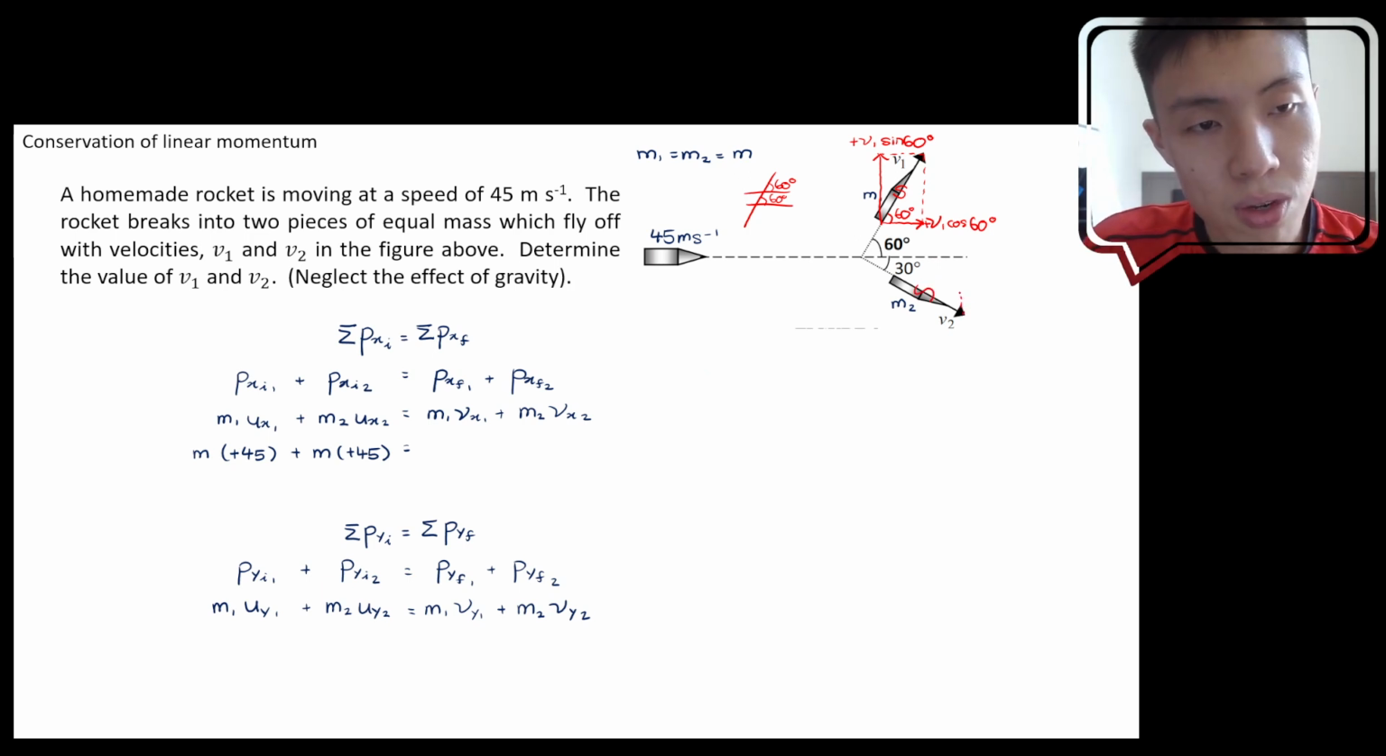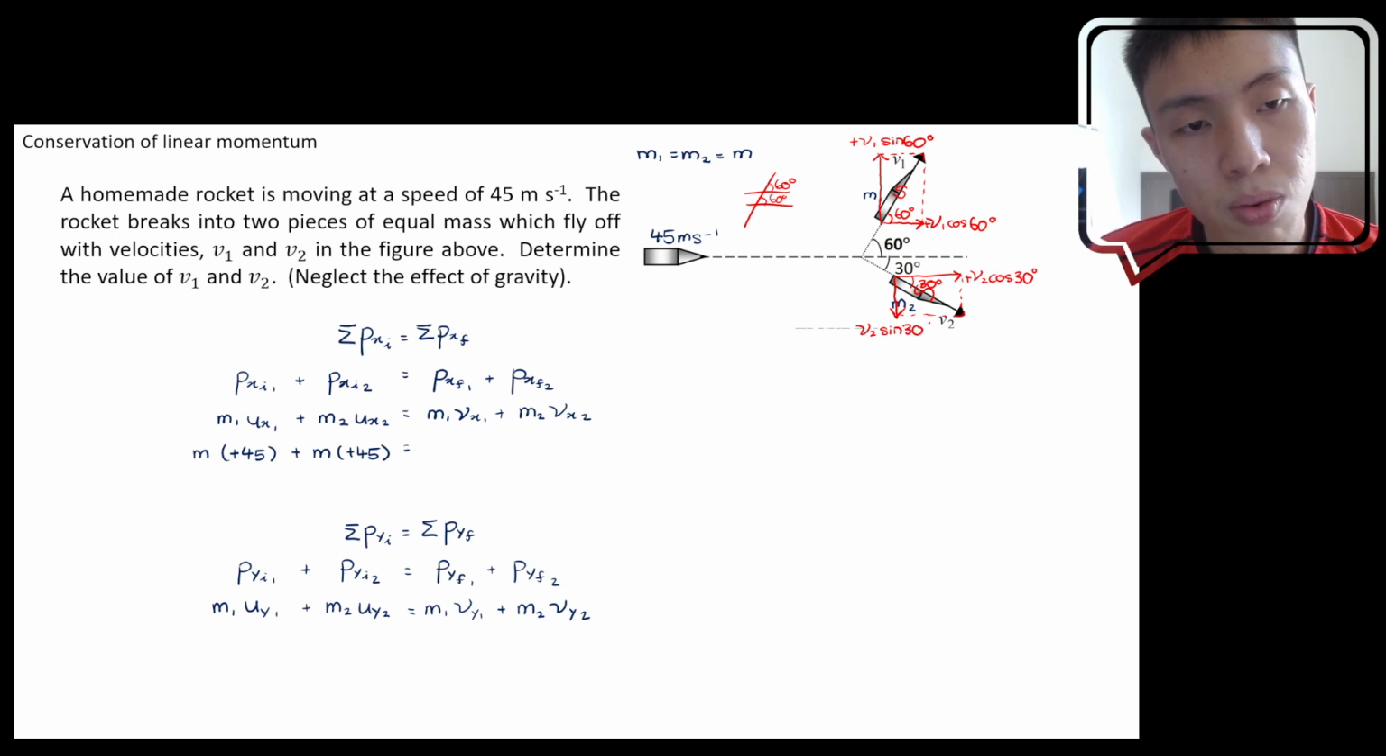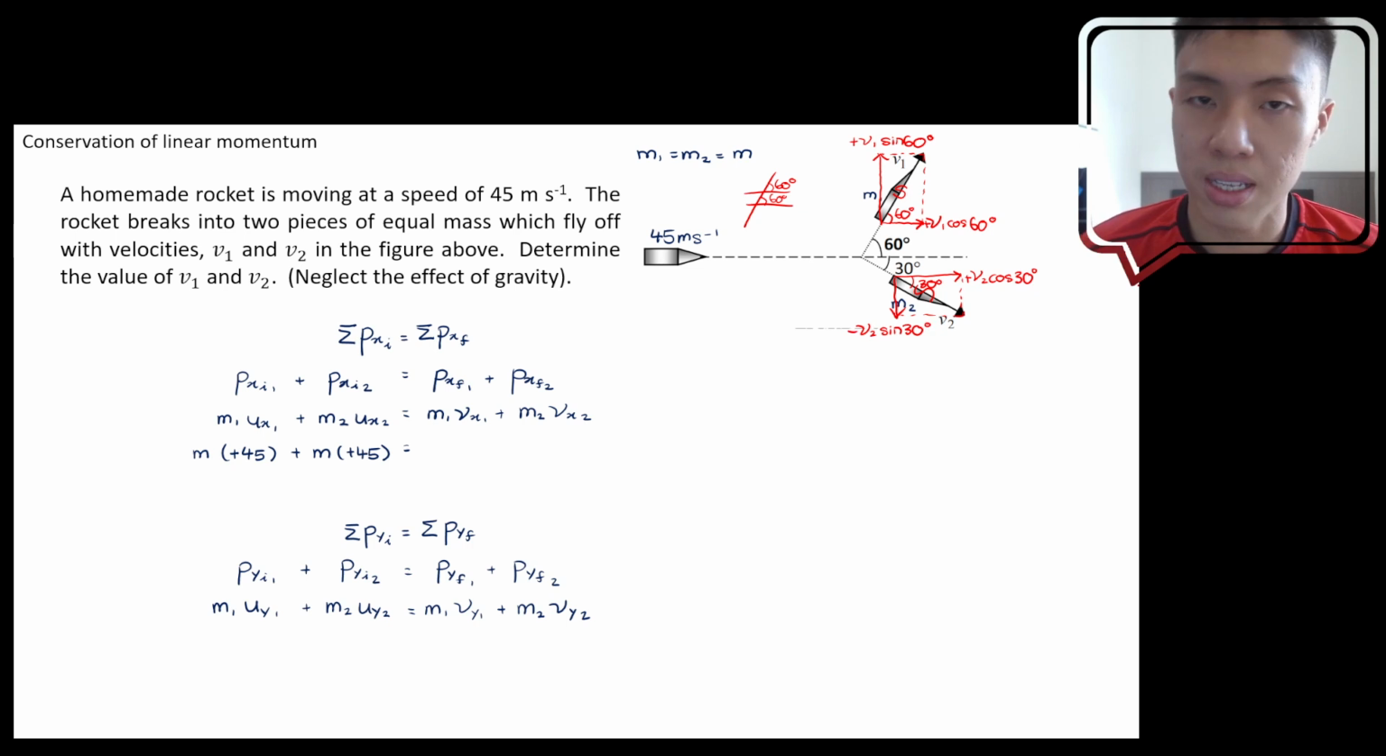Object 2, v2, you can split into the x component. Of course, you also have your y component. So 30 degrees will be over here, near the 30. So this one will be v2 cos 30 degree. Again, it's positive because it's pointing to the right. Whereas v2 sine 30, because it's pointing downwards, is negative in the y component. So this is negative v2 sine 30.